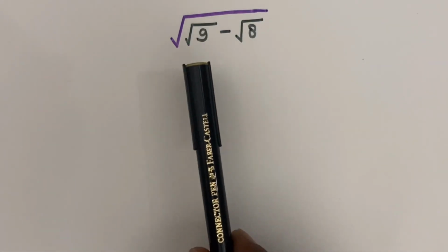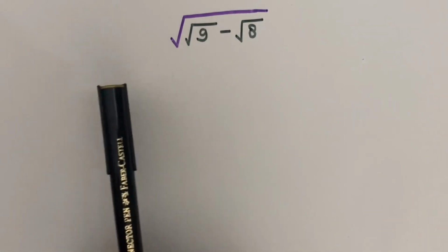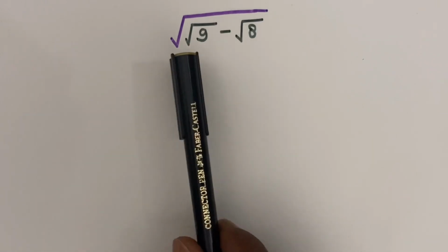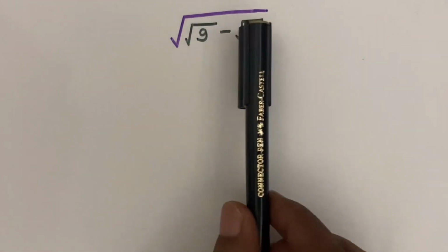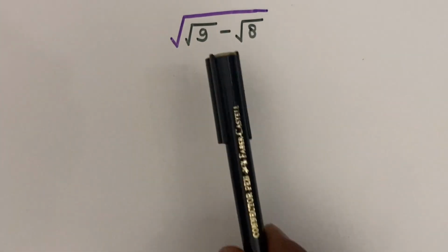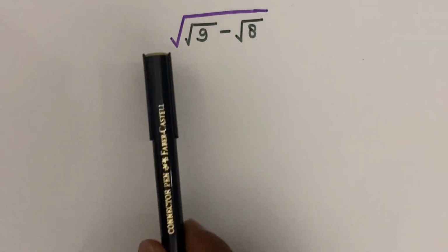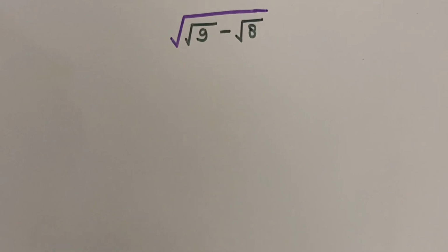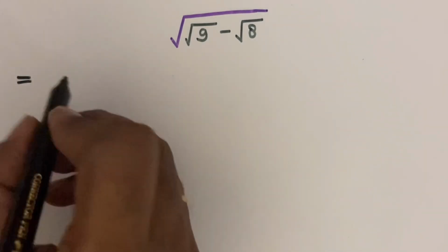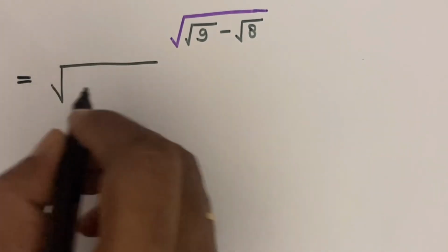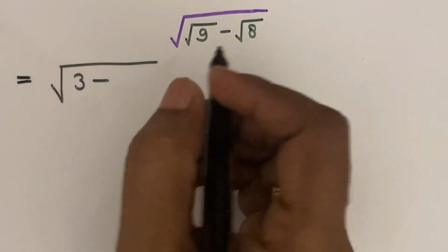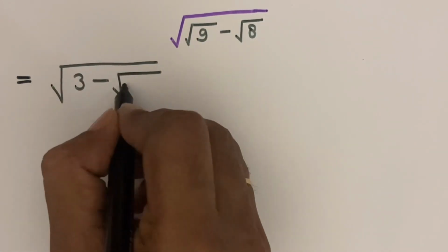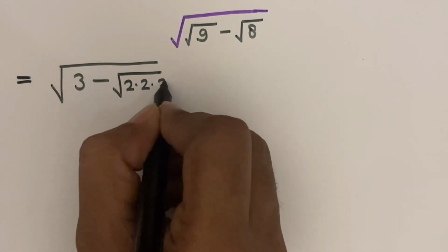This is a typical square root problem where you have to calculate the value of square root of 9 minus square root of 8. To solve this problem, first we have to simplify this equation as square root of 9 is equal to 3, minus 8 can be written as 2 multiplied by 2 multiplied by 2.